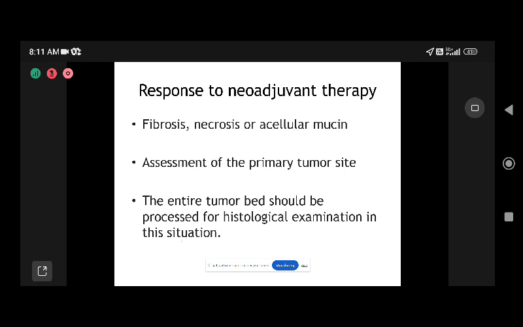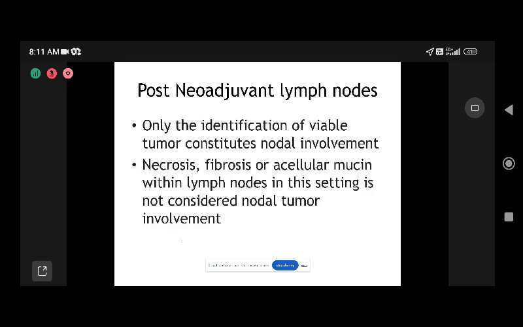And in cases where we don't see an obvious growth, any induration or the area of tumor bed, complete evaluation of that is done. Only when we evaluate the post-neoadjuvant lymph nodes, you will find that after neoadjuvant treatment, we find lymph nodes which show only mucin. That is not regarded as a metastatic lymph node now. So in a post-neoadjuvant lymph node, we need to see viable tumor cells. If viable tumor cells are present, then we call it a metastatic lymph node. Necrosis, fibrosis, acellular mucin within lymph nodes in a setting where neoadjuvant therapy has been given is not regarded as nodal involvement.